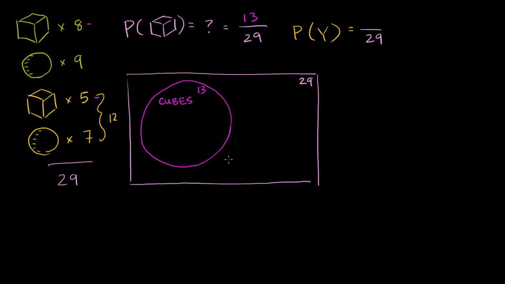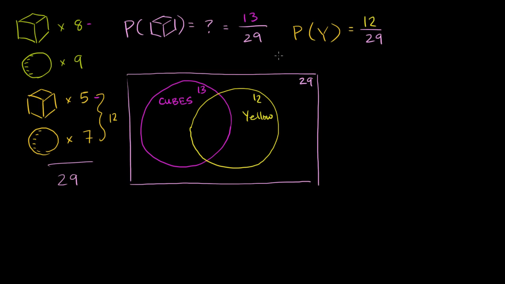So let me draw 12 right over here. Let me do my best attempt. So let's say it looks something like this, the set of yellow objects, there are 12 objects that are yellow. So the 12 that meet our conditions are 12 over all the possibilities, 29. So the probability of getting a cube is 13 29ths. Probability of getting a yellow is 12 29ths. Now let's ask something a little bit more interesting.